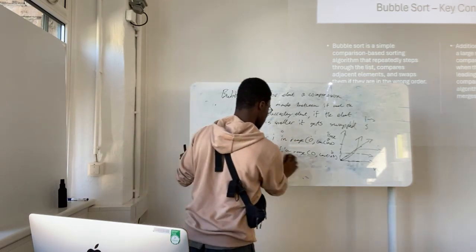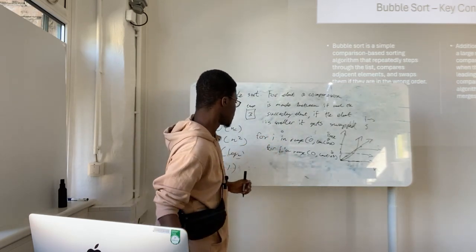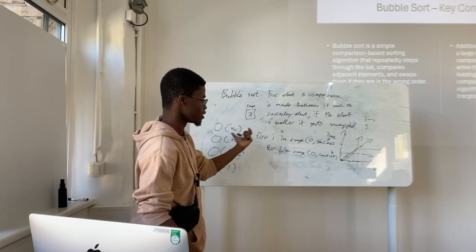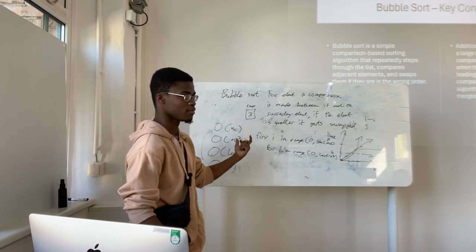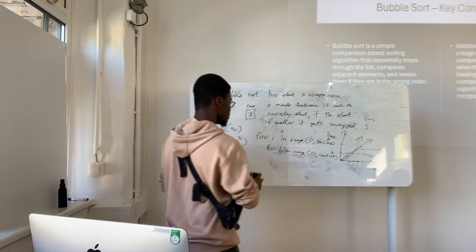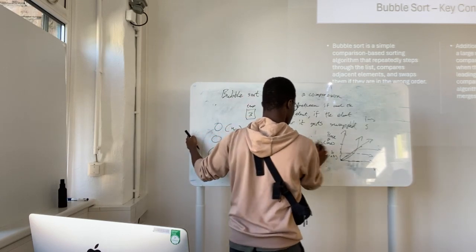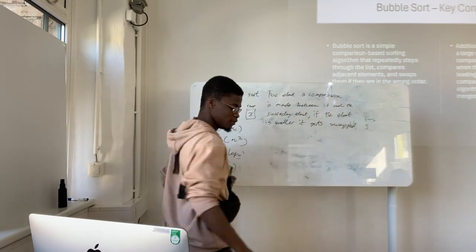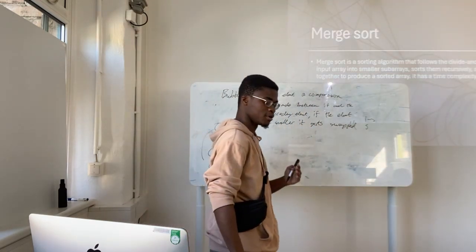That's why we get quadratic time complexity for bubble sort, because we're iterating the number of elements times the number of elements. Okay, hopefully that's all clear. Moving on from bubble sort, let's move on to merge sort.